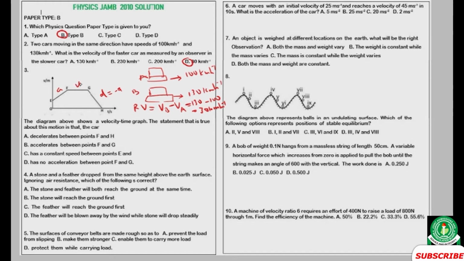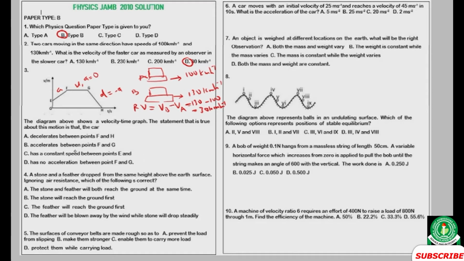Whenever you have uniform velocity, A is equal to 0. You can see whenever there's an acceleration, we have a gradient. But whenever there is uniform velocity, A is equal to 0. So at uniform velocity, which is U, A will be equal to 0.